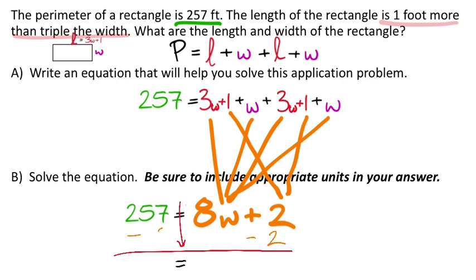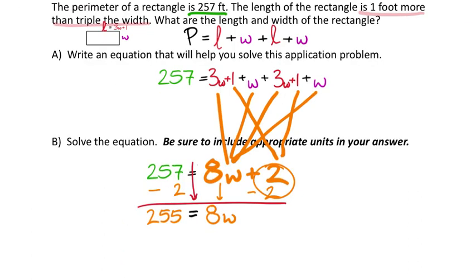But if I do it to one side, I do need to do it to the other side. And again, the purpose of this is to force that 2 to become a 0, which allows the 8W to be written all by itself and isolates it. And 257 minus 2 would give me 255.